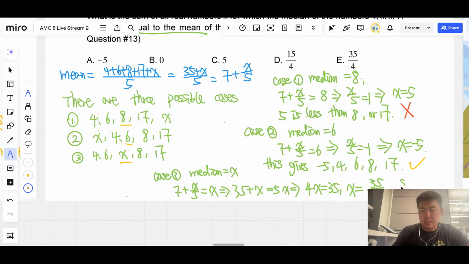Since x is more than 8, this case cannot be true. It must be between 6 and 8 for it to become the median.